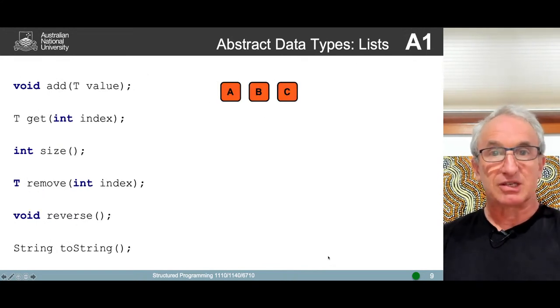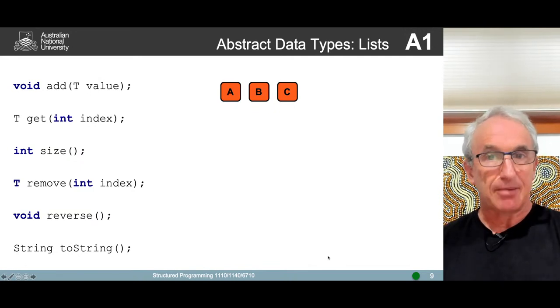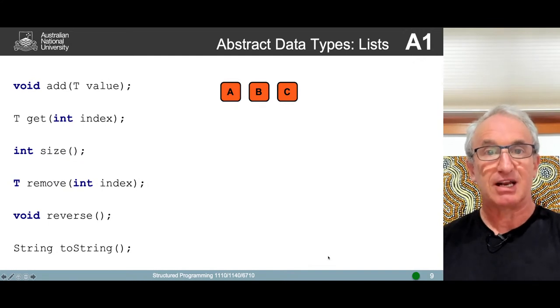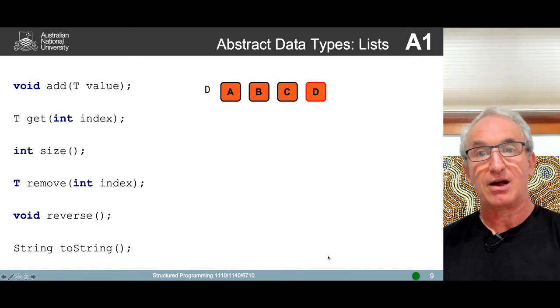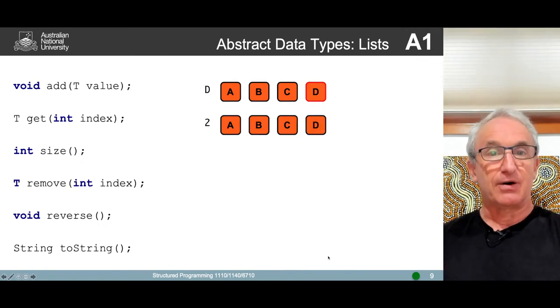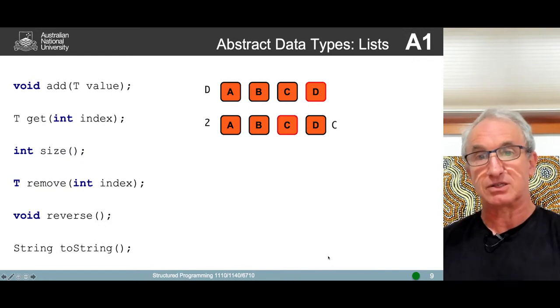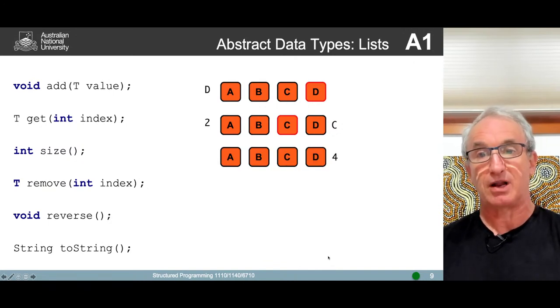Now, let's just describe these semantics operationally. So what does add mean? Well, if you've got a little list there with A, B, C, and then we go and add D, the list will end up looking like that. Okay, so add means it puts it on the end. So D gets added and it goes on the end. Now, if I say get and I want to get element number 2, it'll get C because we always index from 0. So it's going to go 0, 1, 2, which is C. And you can see it returns C there. Okay, and if we want to look at the size of a list, we've got that list there. The size of that list is going to be 4 because there are 4 elements in there.